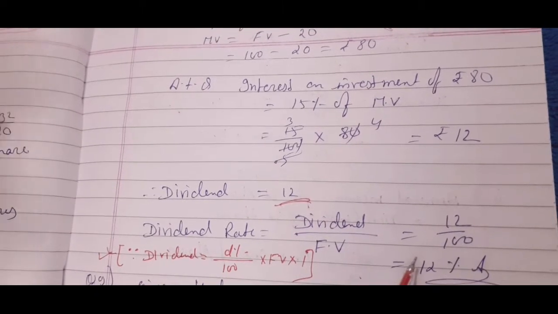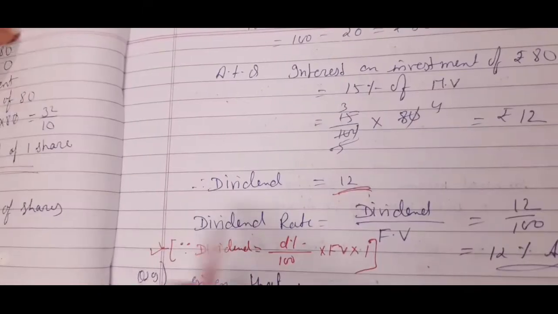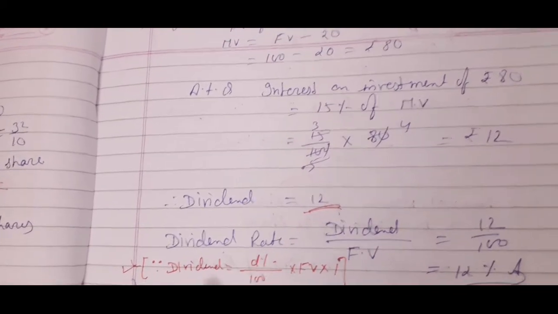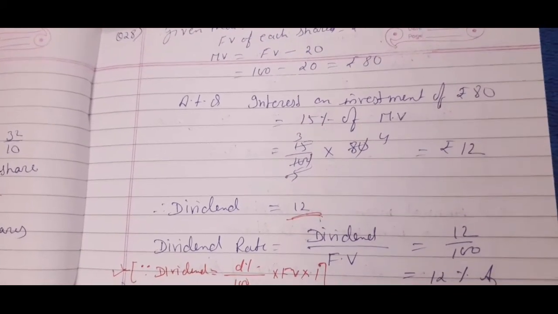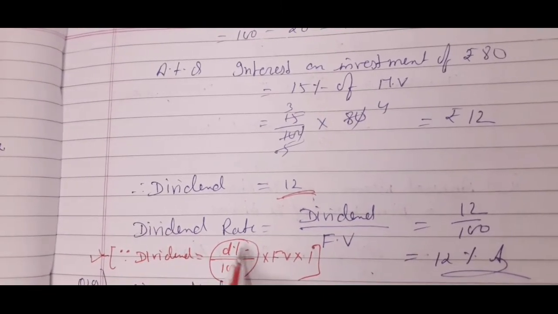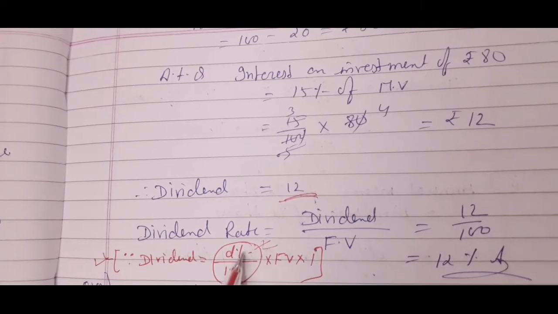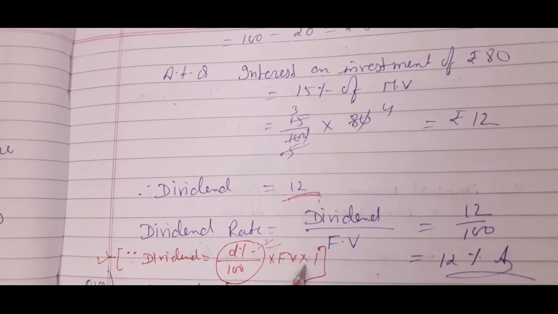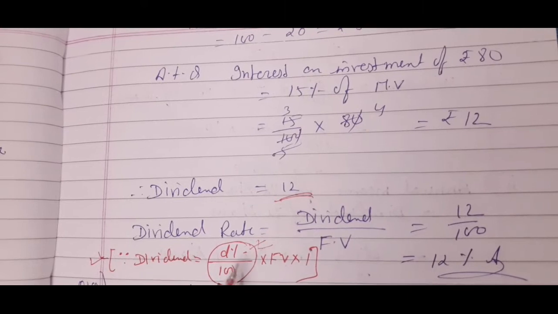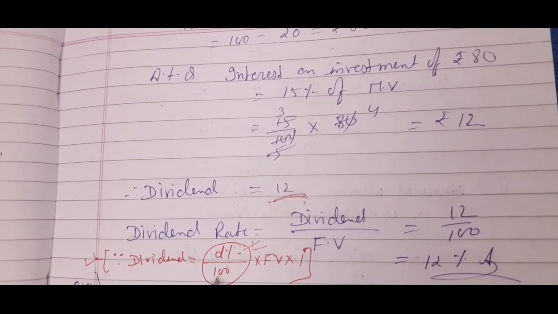If you want to understand with the help of the share and dividend formula, I want to explain that also. You see, this is our formula. Dividend is equal to d percent upon 100, actually this is dividend percent. In place of percent we are using 100, and we have to find out dividend percent, into face value into 1. So we have to find this one, d percent. Instead of writing percent, 100 was written here.